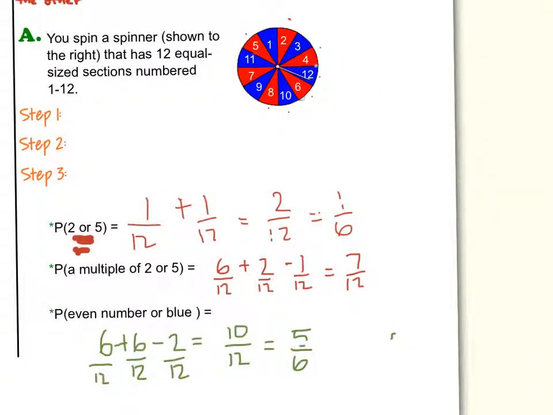Alright, so here's what I came up with. We have 6 even numbers, 2, 4, 6, 8, 10, and 12. We have 6 blue numbers, 1, 3, 9, 10, 11, and 12. And then we have 2 numbers that we have to subtract out because we counted the 10 and the 12 twice, one in the evens, one in the blues. So 6 plus 6 is 12, minus 2 is 10, reduces down to 5 over 6.